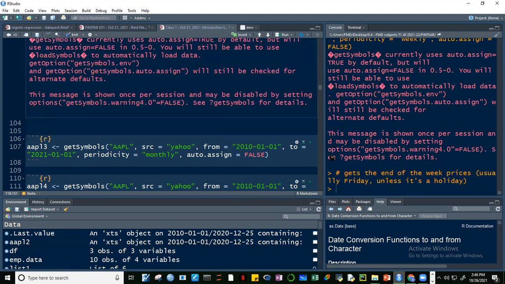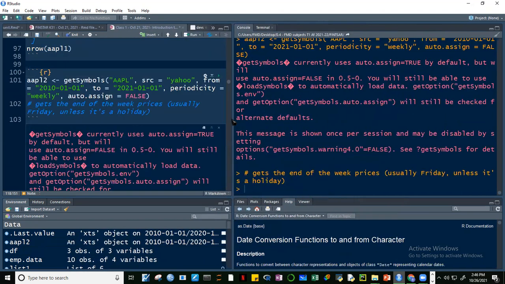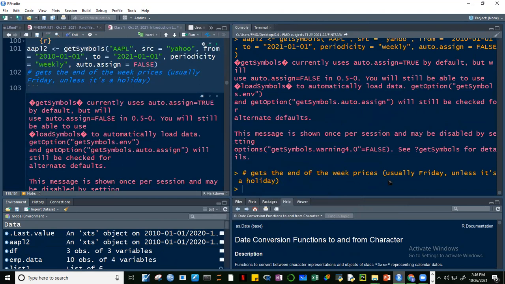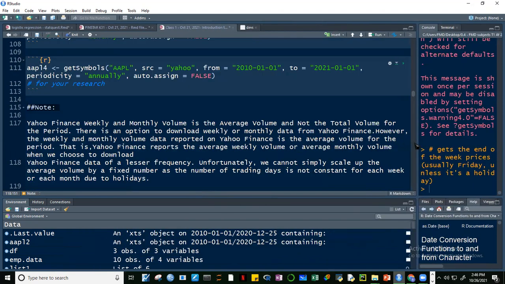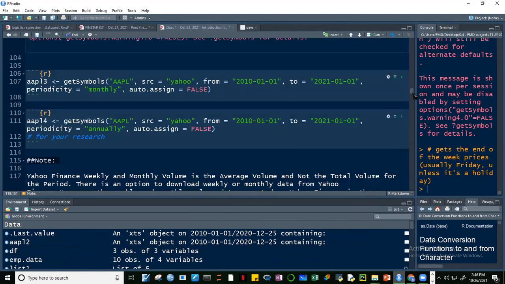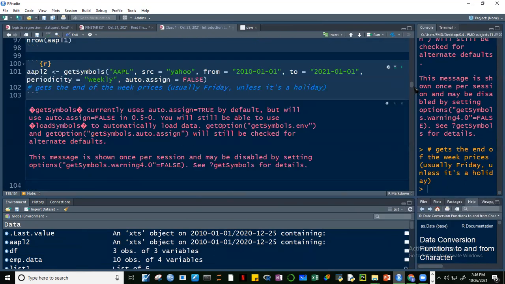Okay, it gets the end of the week prices, usually Friday unless it's a holiday. Okay, so where did I get that note that it gives us the average? Okay, let's just see for a while.